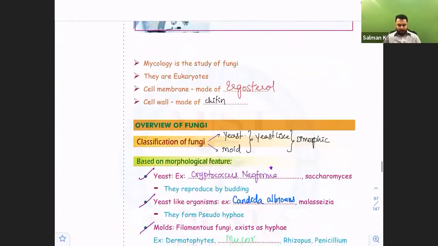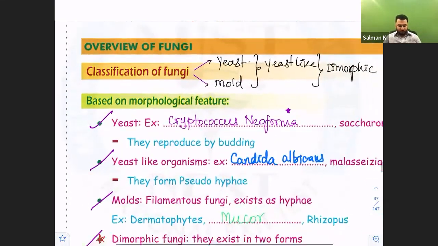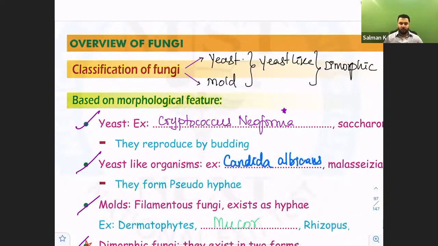Let's begin. When we talk about this overview of fungi, you should know two things first of all. Fungi are made out of either yeast or molds. Yeast or molds, now that's a very important thing. Only two main types of fungi. Others are derived from these categories, like yeast-like or the dimorphic, as you're seeing here.